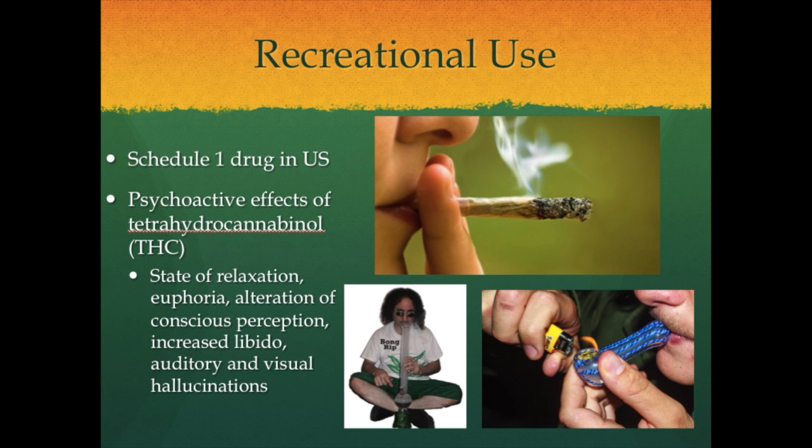Cannabis is a popular recreational drug around the world, only behind alcohol, caffeine, and tobacco. It was made illegal in the United States in 1937 and remains a Schedule I drug in most states today. In order to smoke the cannabis plant, the flowers must be harvested, dried out, and cured. Immediate effects while under the influence can include a euphoric state of relaxation, alteration of conscious perception, anxiety, and increased libido. With very high doses, THC can induce auditory and visual hallucinations.